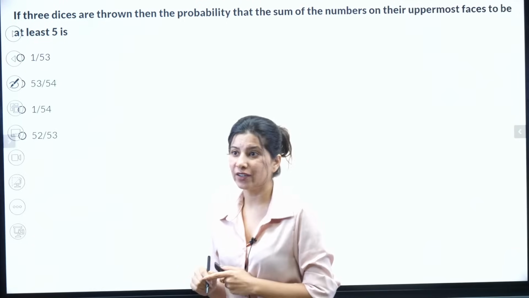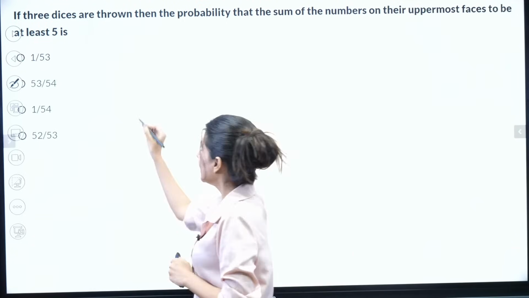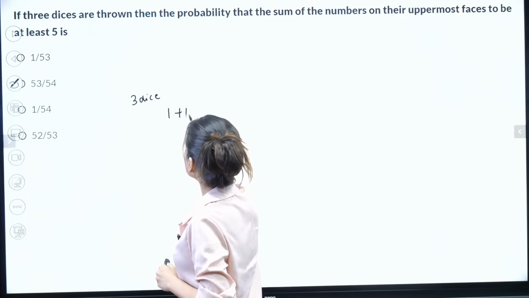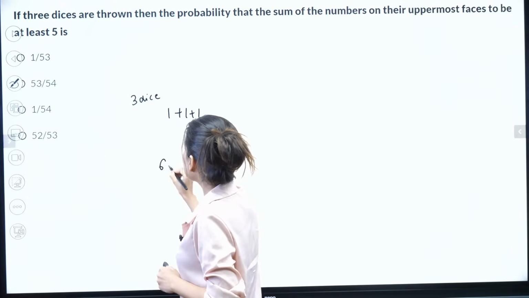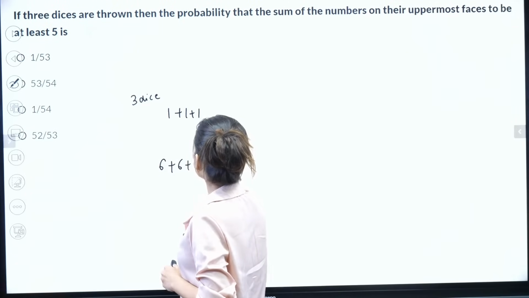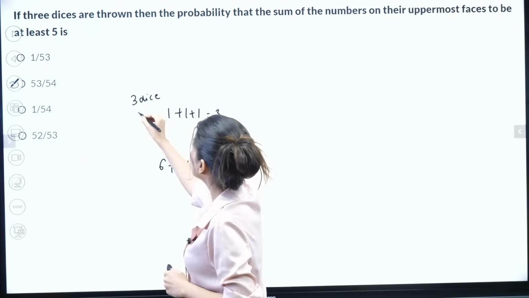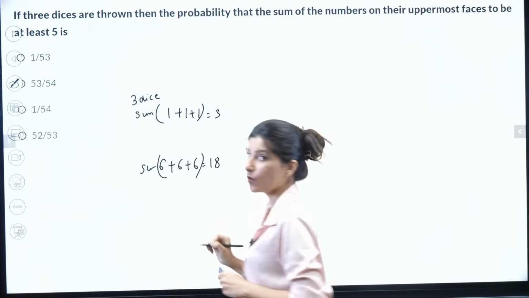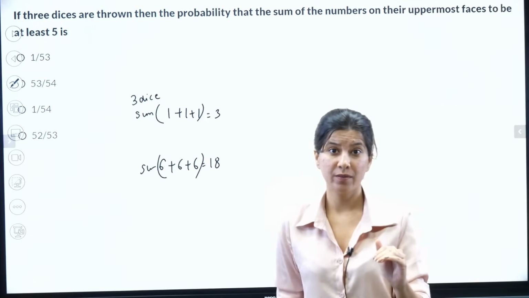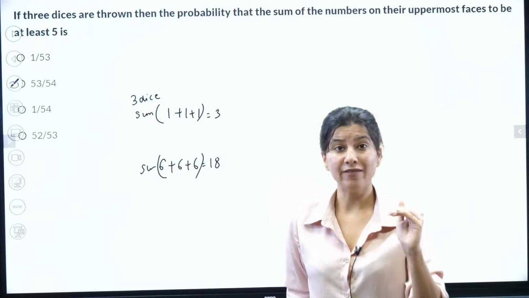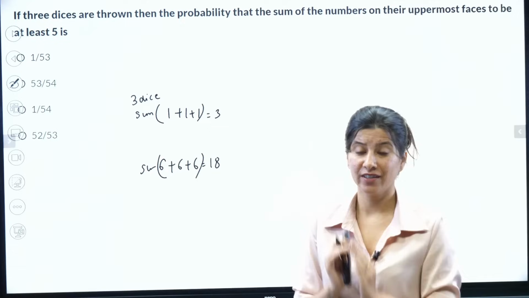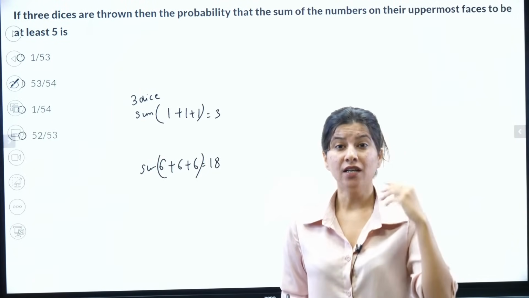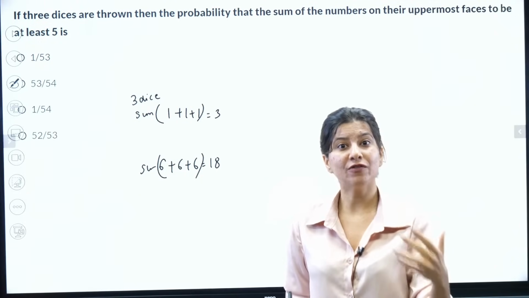So if I throw 3 dice, just tell me one thing: the minimum I can get is 1 plus 1 plus 1, and the maximum I can get is 6 plus 6 plus 6, that is 18. I am talking about the sum, so this is the minimum and maximum, right? So at least 5 means that I have to calculate the probability of 5, then the probability of 6, 7, 8, 9, 10, 11, 12, 13, 14, 15, 16, 18.